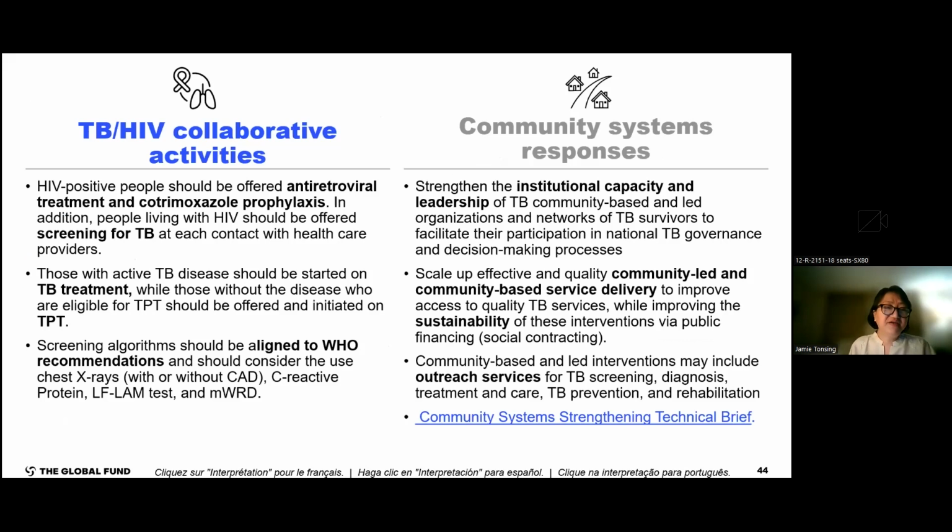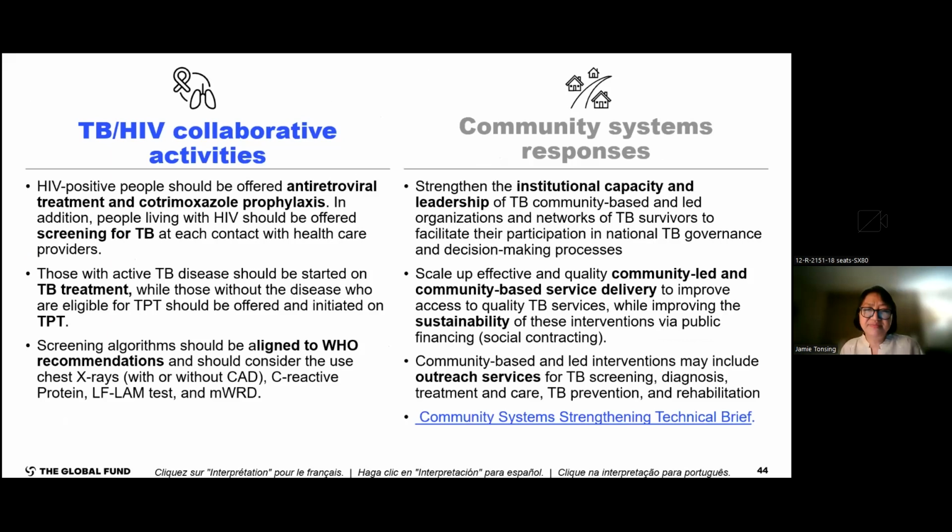On TB-HIV collaborative activities, this has been touched on, no big change, except that we want ART coverage to be high, prophylaxis to be available, and people with HIV to be regularly screened for TB. If they do not have TB, then if they are eligible, start them on TB preventive treatment; otherwise consider them for TPT.